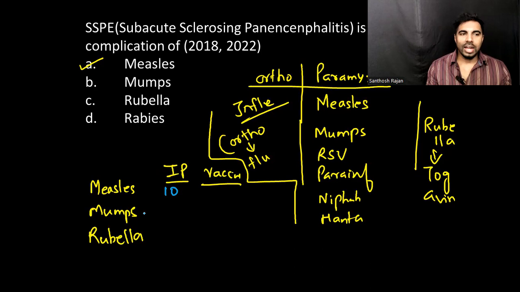Okay, and what about mumps? Mumps is everything big, so make it bigger. Mumps, everything is big, so make it 19 days. Okay, 10 days, 19 days. Rubella, reduce it a little: 14 days. That's it, 14 days. Okay, and now the vaccines.